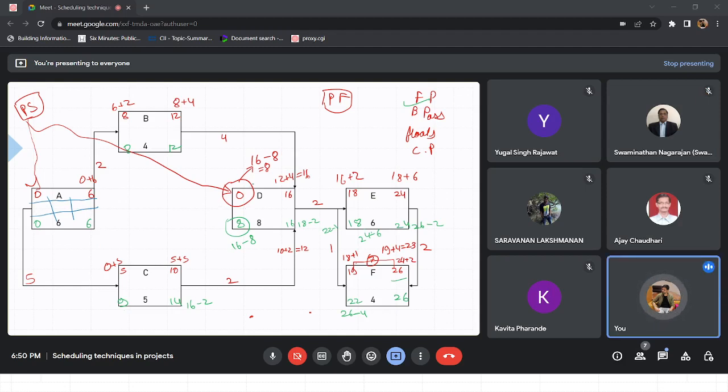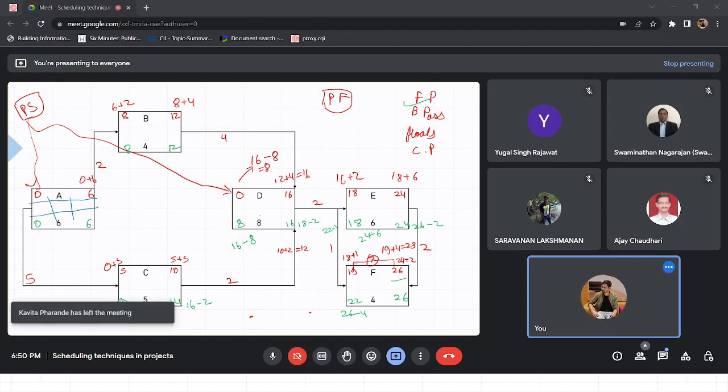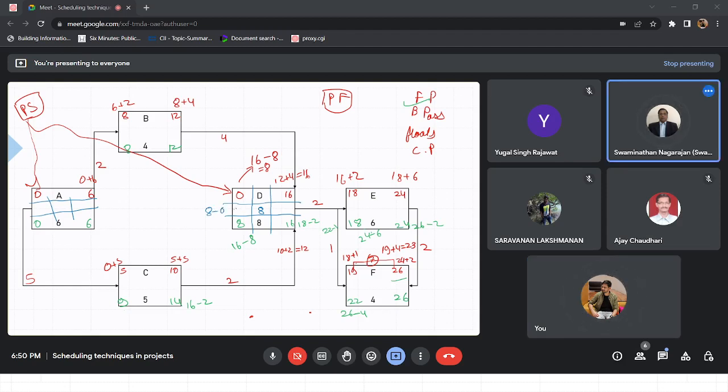This can be quite clear in activity D. If you see, the total float for activity D would be 16 minus 0 minus 8, 8. Similarly, the start float would be 8 minus 0, 8. But the finish float would be 16 minus 16, which is equal to 0. Now, what is this signifying?